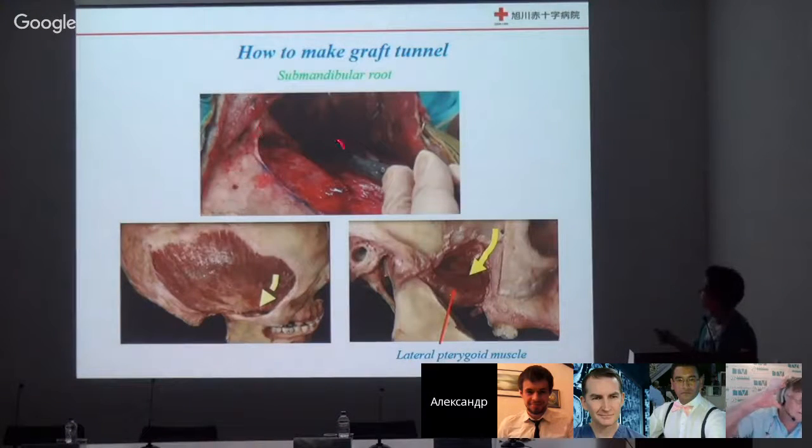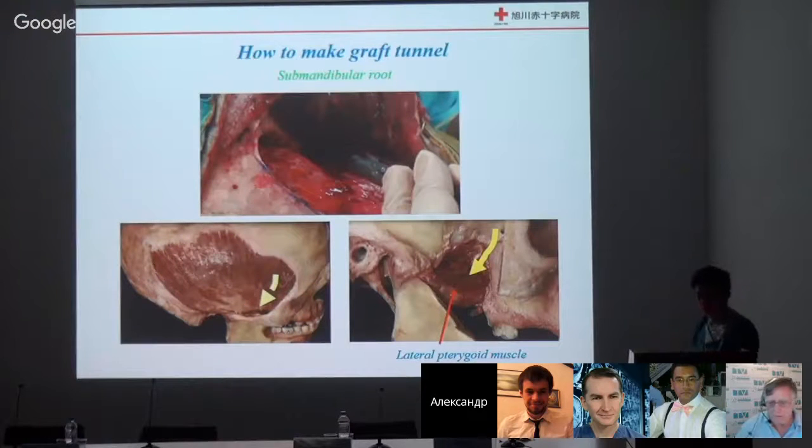This is how to create a graft tunnel, my technique. From the cranial side, the route is the anterior part underneath the zygomatic arch. Just insert the Kelly clamp, no dissection, because of some bleeding, just insert. It is just lateral to the lateral pterygoid muscle. Just insert until here.